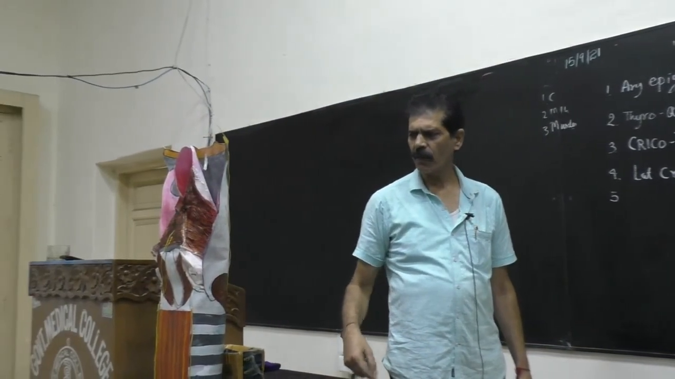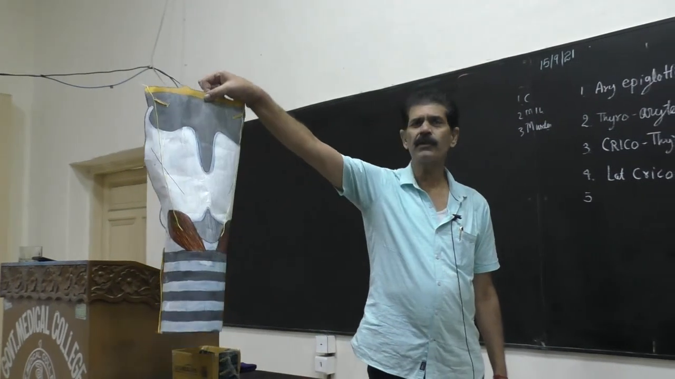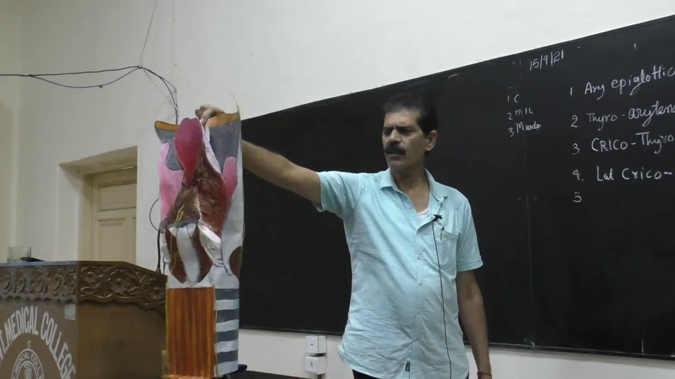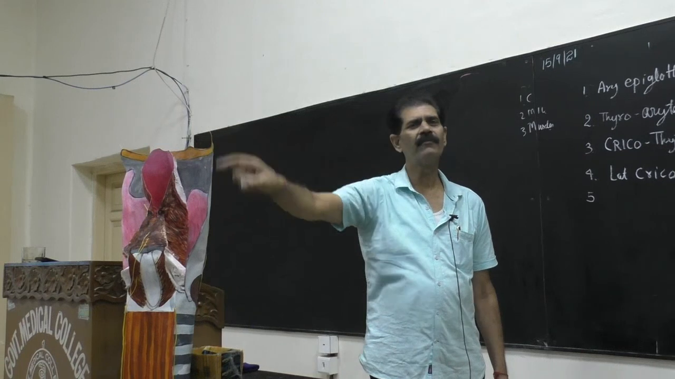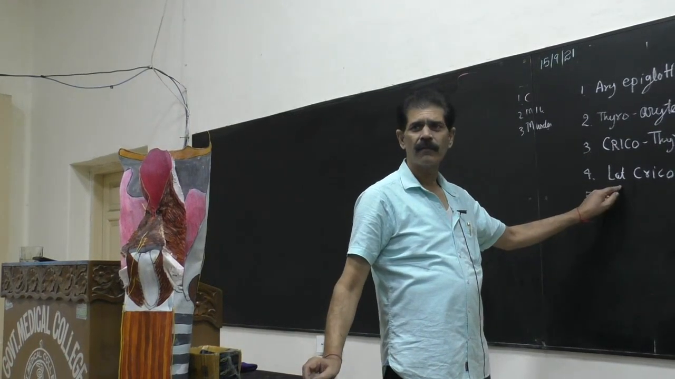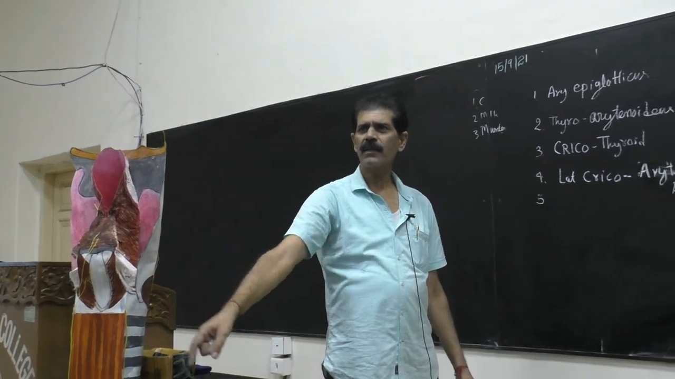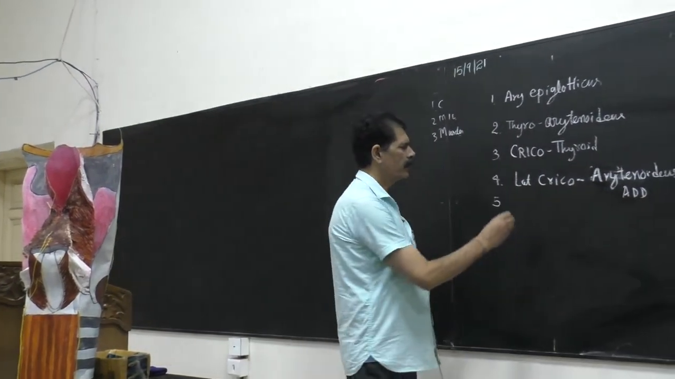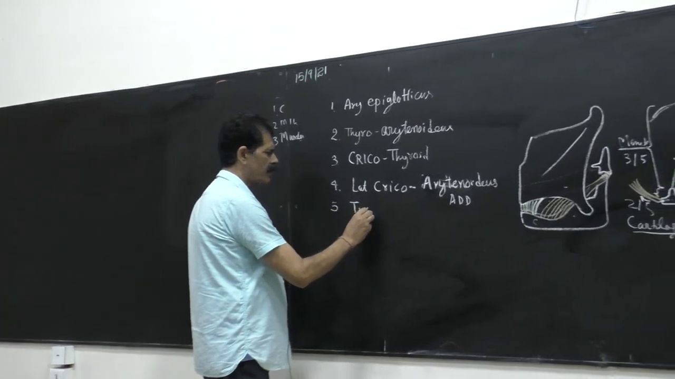The names are suggestive for all the muscles. Only one muscle, the cricothyroid, is seen anteriorly. The rest of all the muscles are seen from the backside. Deep to this cricothyroid is the lateral cricothyroid. All other muscles you can see from behind. One is the trachealis.